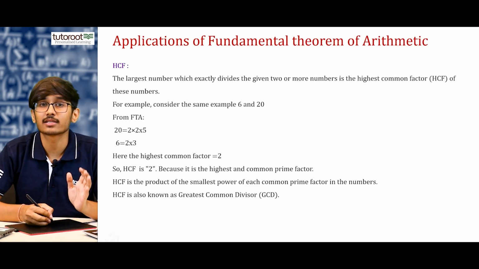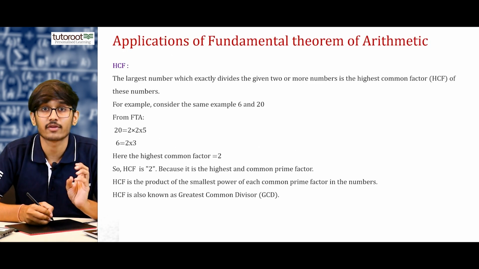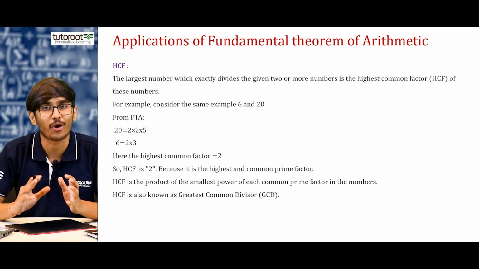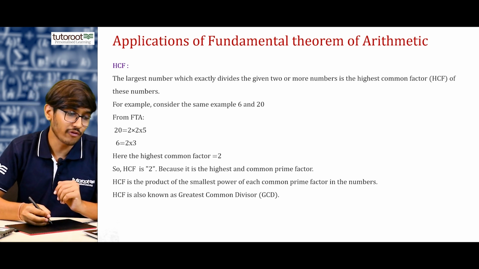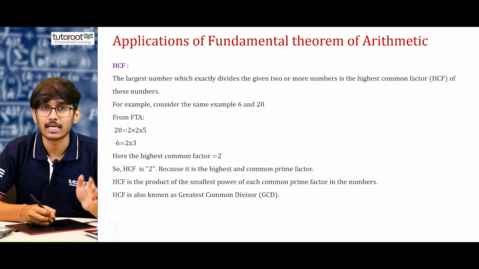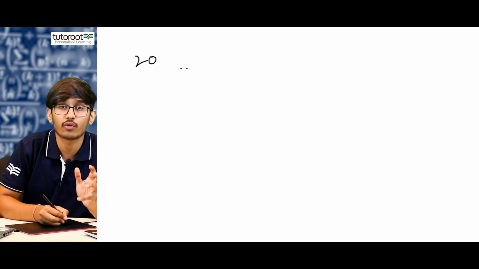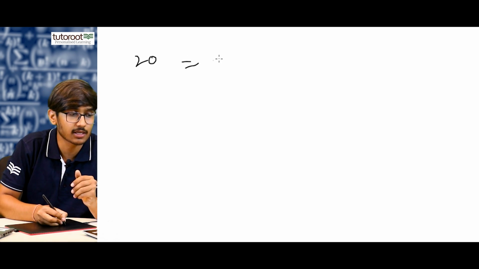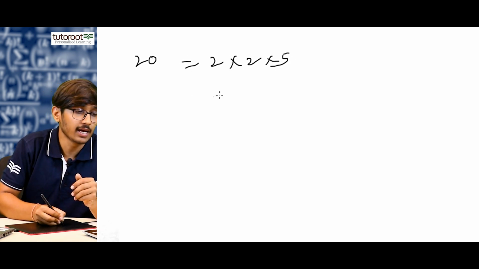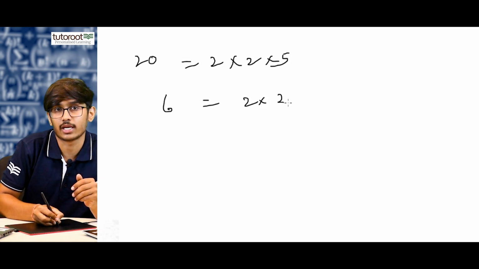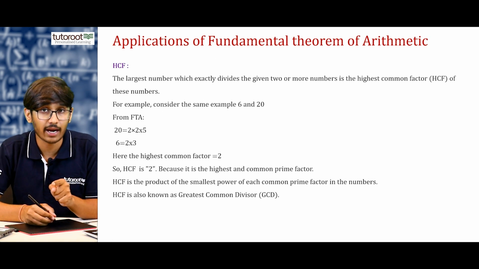Now let's discuss HCF. The largest number which exactly divides the given two or more numbers is the highest common factor of these numbers. For example, let's consider 20 and 6. So from FTA, 20 can be written as 2 into 2 into 5 and 6 can be written as 2 into 3. So here the highest common factor is 2.